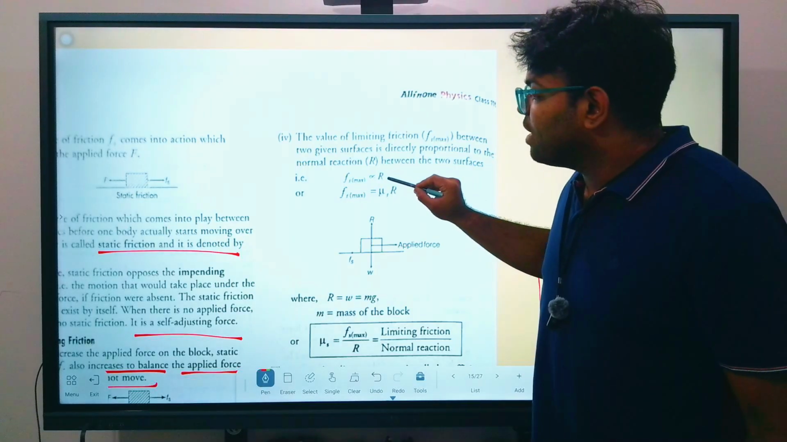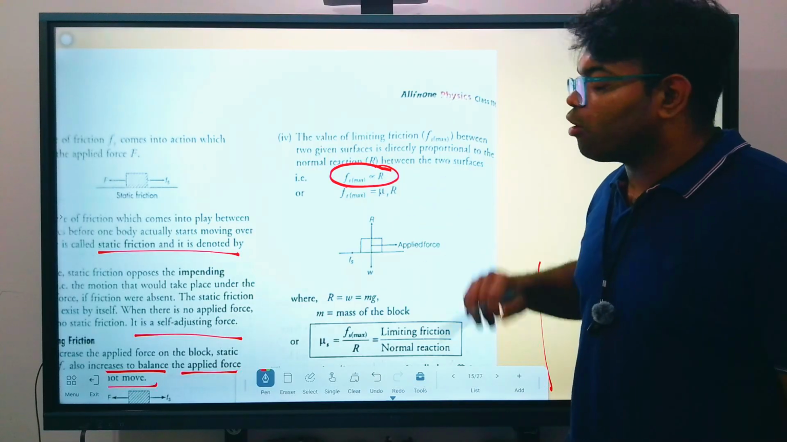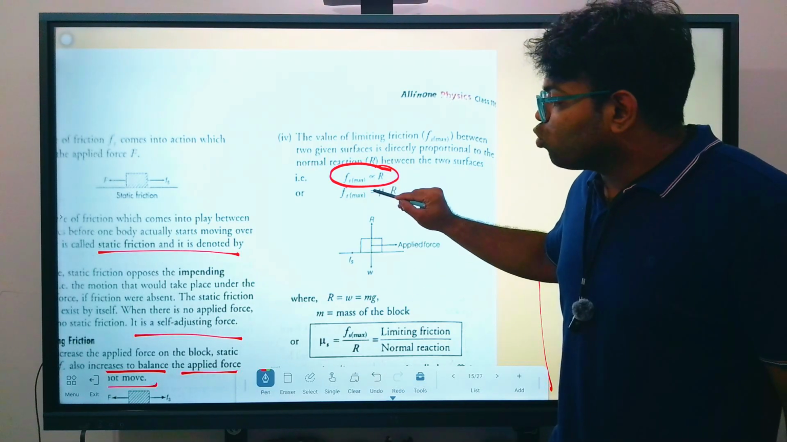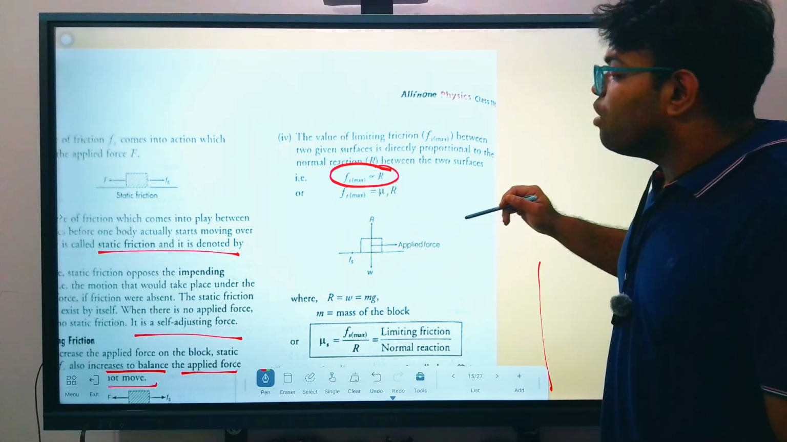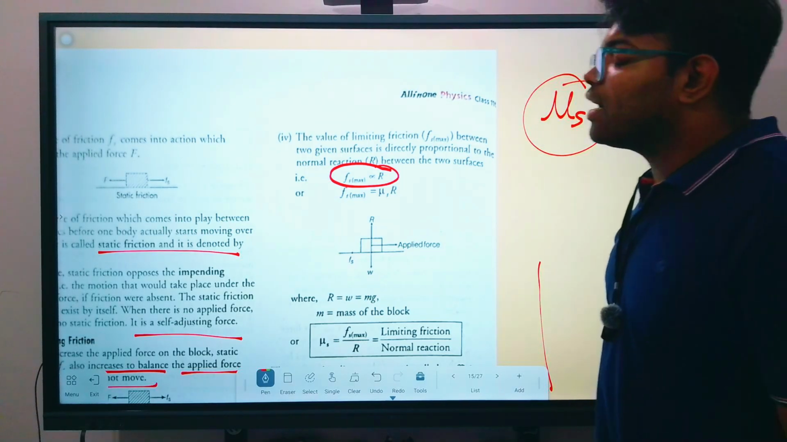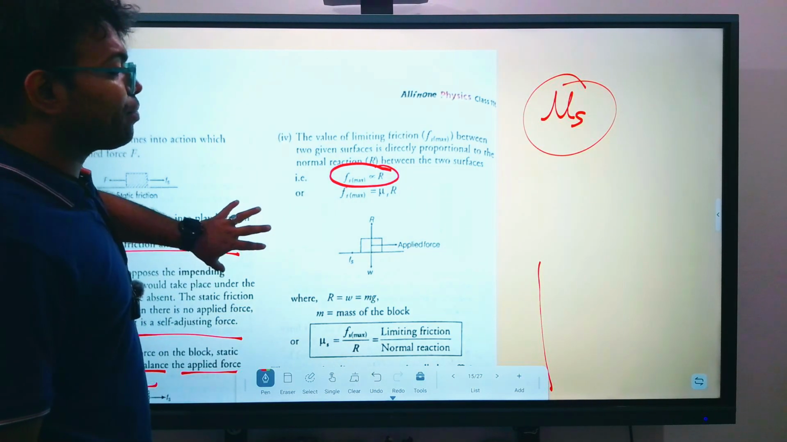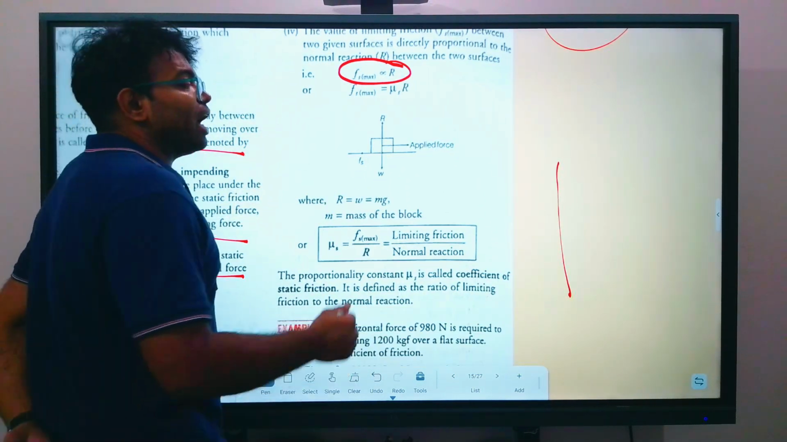So we can say that the static friction Fs should be directly proportional to the normal reaction, whereas to remove the constant of proportionality, we use a term called mu of s. This is known as the coefficient of static friction.